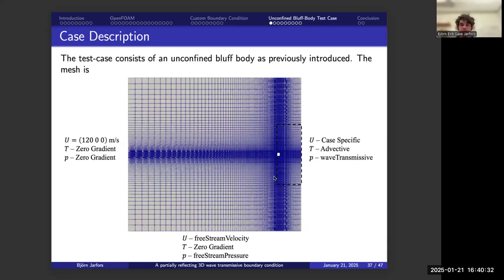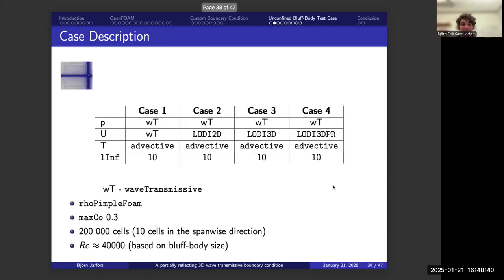This dashed box here is where the case results will be presented for, so that you can actually see what's happening. So the different cases here include just wave transmissive with an LINF set to 10 meters. And later we'll try the LODI 2D, and this is Leandro's LODI 2D, so not the modified one, even though they're identical in results. And then the LODI 3D and LODI 3D partially reflecting.